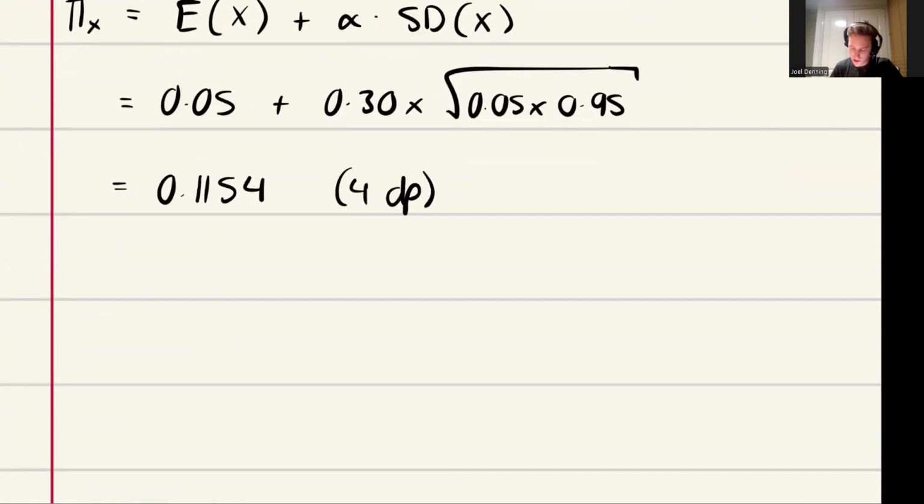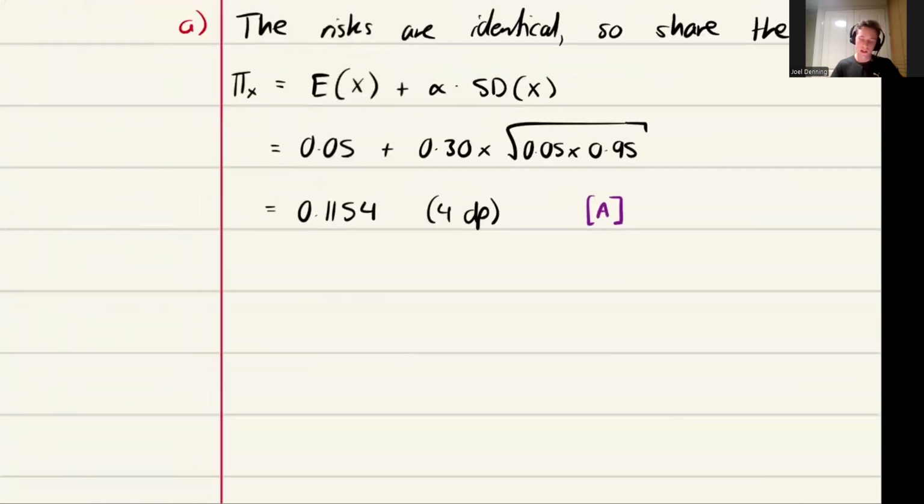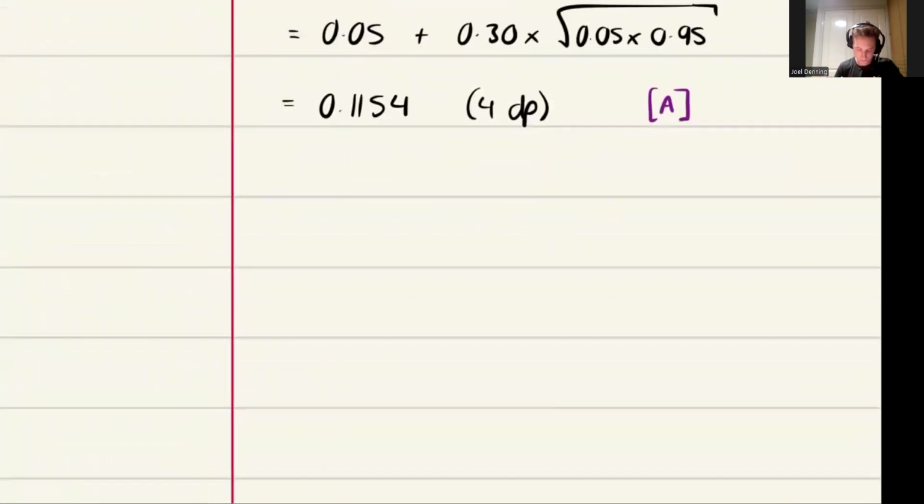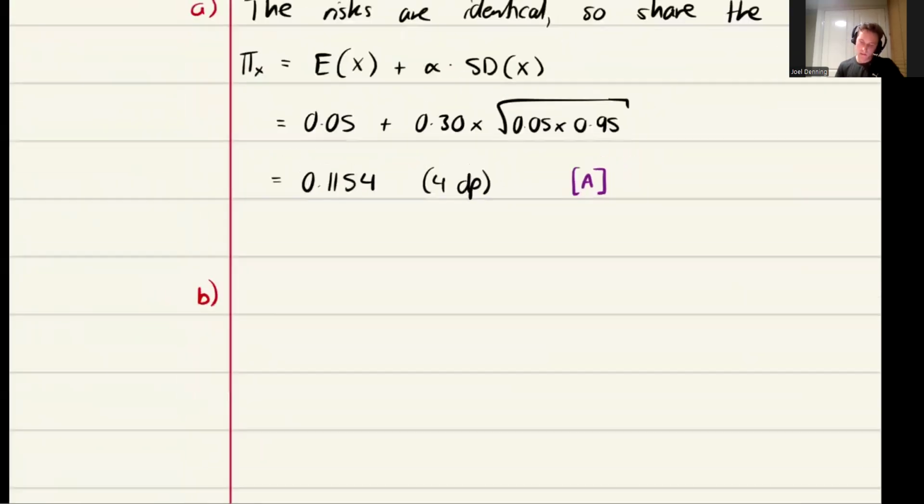Okay, and then I'm also going to store that value in my calculator. I'm going to store it as A. Store it as whatever letter you like, but it is going to be helpful later on when we need to use that value again. Okay, but that's it for part A. So that's our premium for each individual risk.